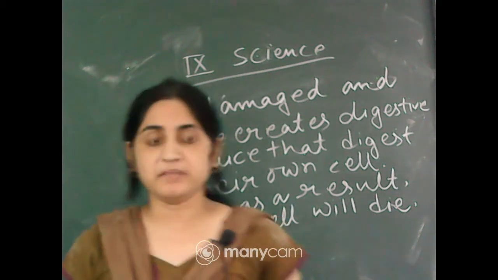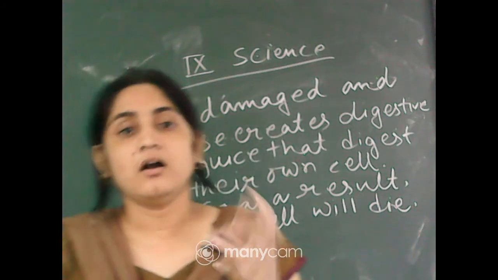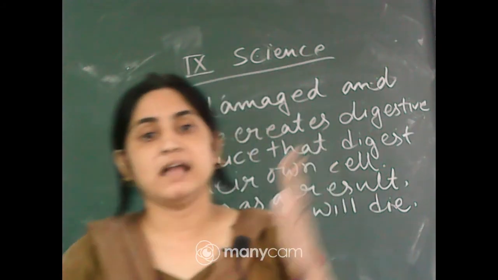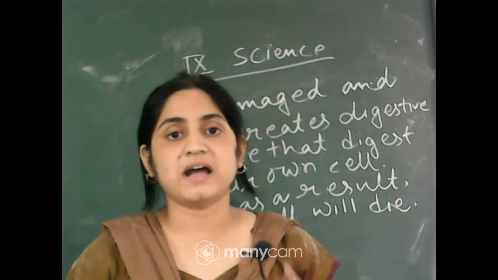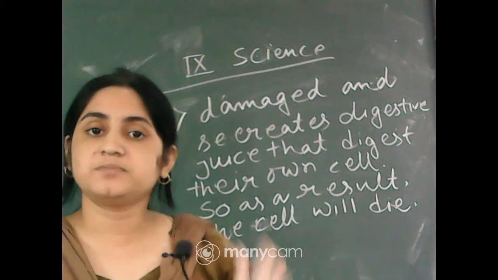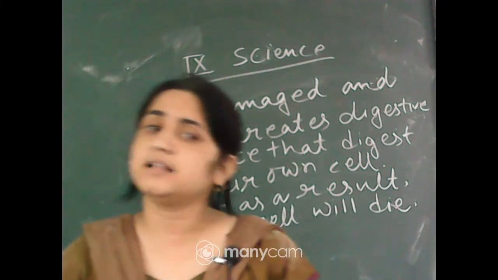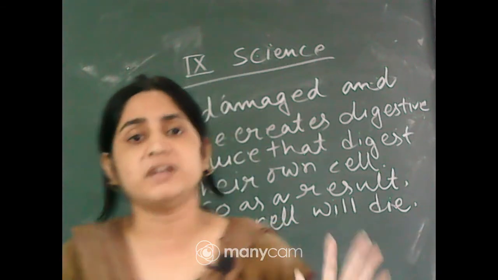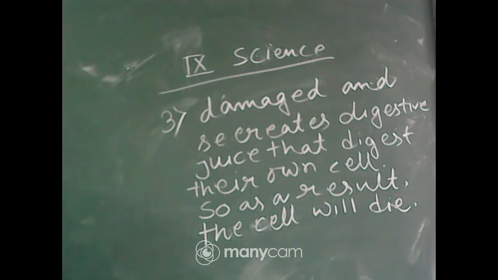If the plasma membrane gets damaged, then the cell also will get damaged. The lysosome present inside the cell may burst, and the digestive juice is released from the lysosome, which digests their own cell. As a result, the cell will be damaged and will die forever. So this is the answer to the question.